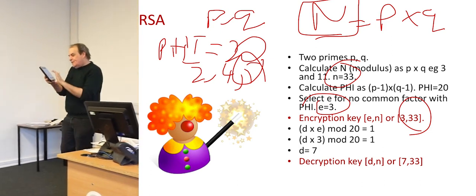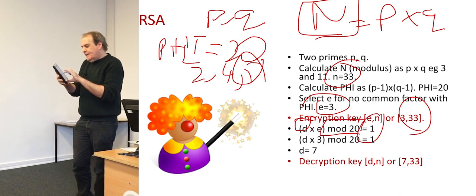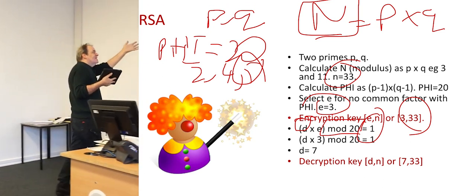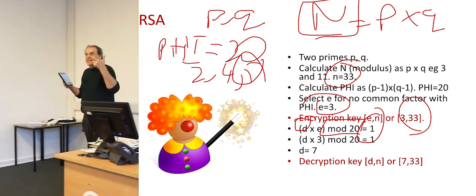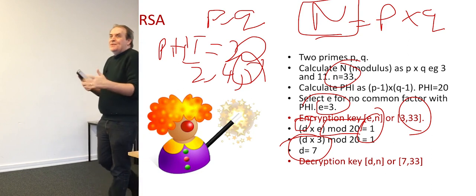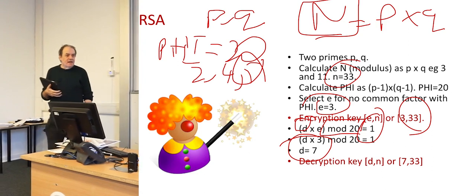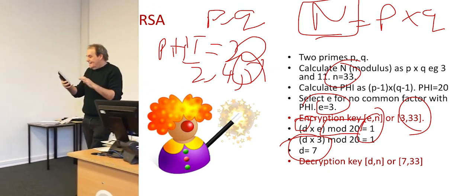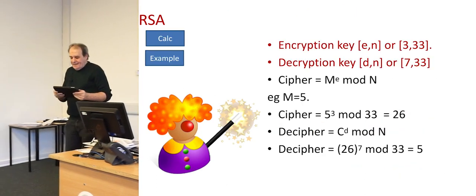Then we need to find a value. When we multiply that value by the E and we take mod, we end up with 1. And we can go through D if we want until we find 1, 2, 3, 7, times 3 mod 20 equals 1. So we found the decryption key. Luckily, we don't have to do that kind of searching unless it's really simple numbers. And we can use a script to do what's called the inverse mod. And we'll do that in the lab today. So our encryption key is this, and our decryption key is that.